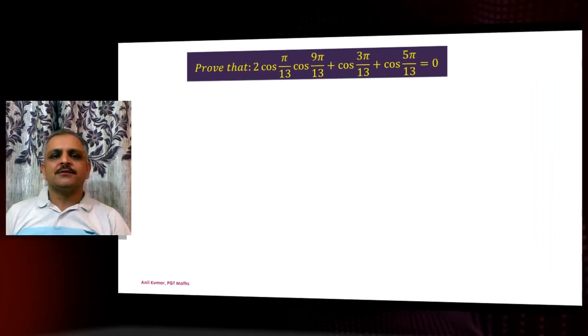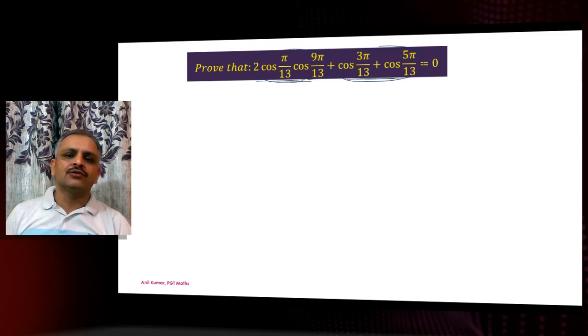So our first sum is we have to prove that 2 cos of pi by 13 cos 9 pi by 13 plus cos 3 pi by 13 plus cos 5 pi by 13. Here the first term is in the factorized form and these two terms are in the defactorized form. So either we will defactorize them or we will factorize this part, so that the terms will look alike. I am going to do the factorization method.